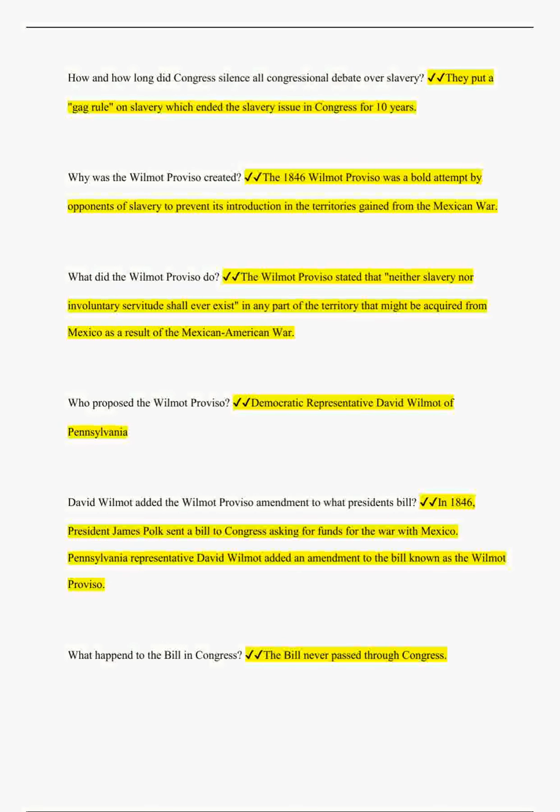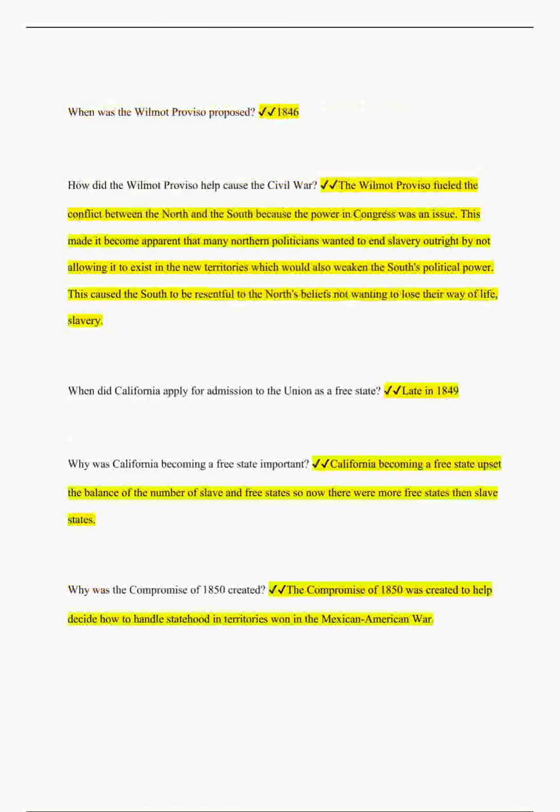David Wilmot added the Wilmot Proviso Amendment to what president's bill? In 1846, President James Polk sent a bill to Congress asking for funds for the war with Mexico. Pennsylvania Representative David Wilmot added an amendment to the bill known as the Wilmot Proviso. What happened to the bill in Congress? The bill never passed through Congress. When was the Wilmot Proviso proposed?